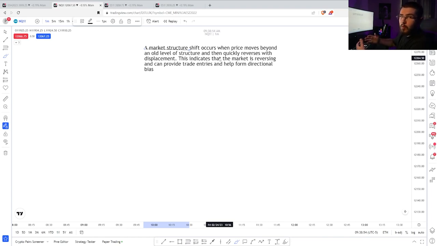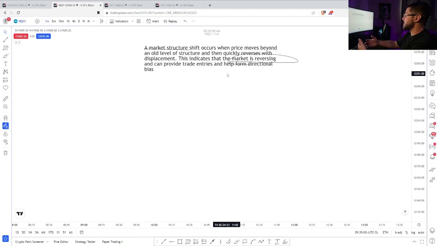The reason displacement is important is because it indicates that the market is reversing. In order for the market to reverse, it's going to take a lot of big players to be involved, and if big players are going to be involved, there's going to be displacement. Whenever we see this pattern, it can provide trade entries, and it's going to help us form our bias.